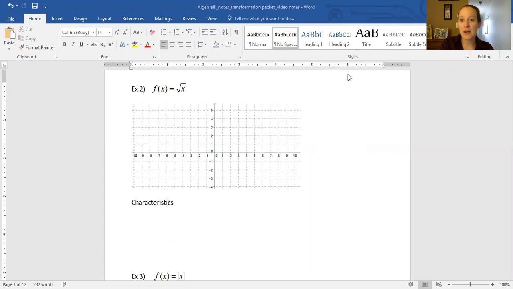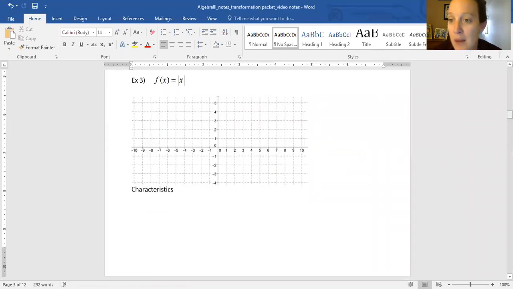Okay, last one, guys. All right, last one for this video, and that is the absolute value function. And let's go back to Desmos and see what we can come up with. So when you go to Desmos, go to that top left, and you're going to type in y equals abs parentheses x, and there it is. It gives you that absolute value function.